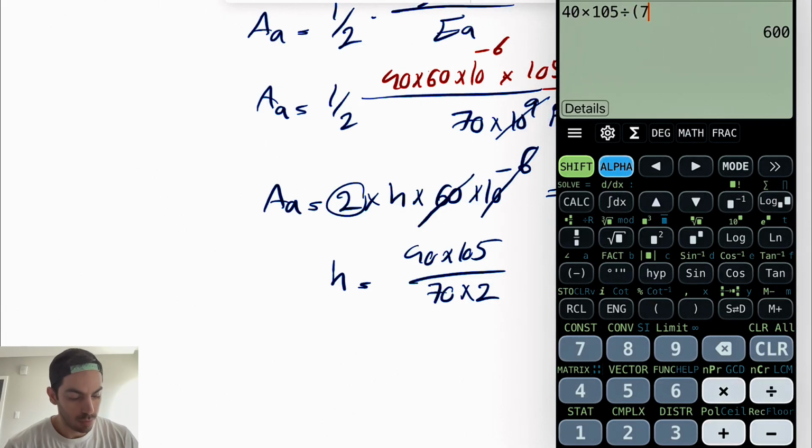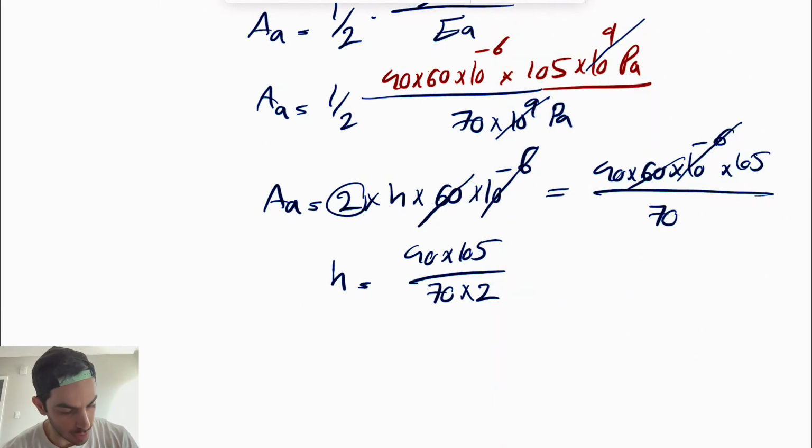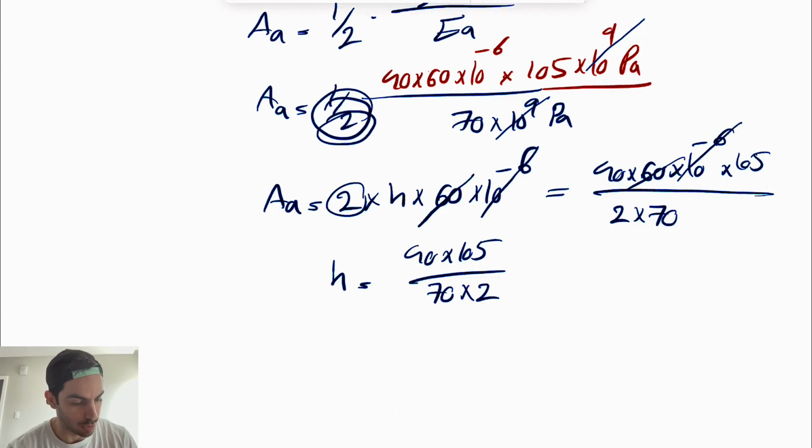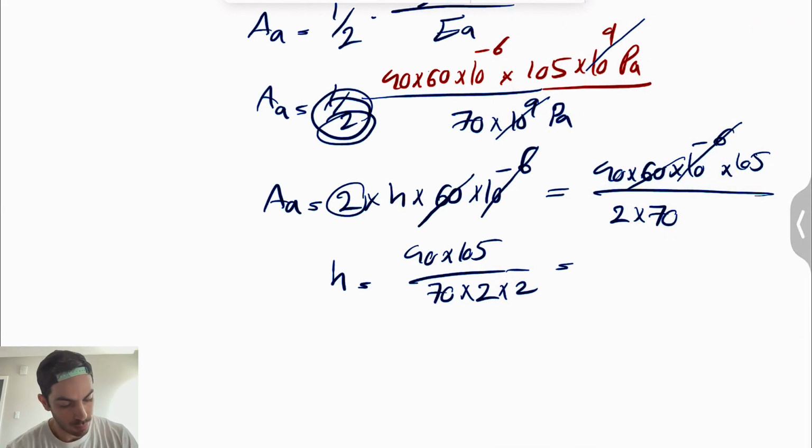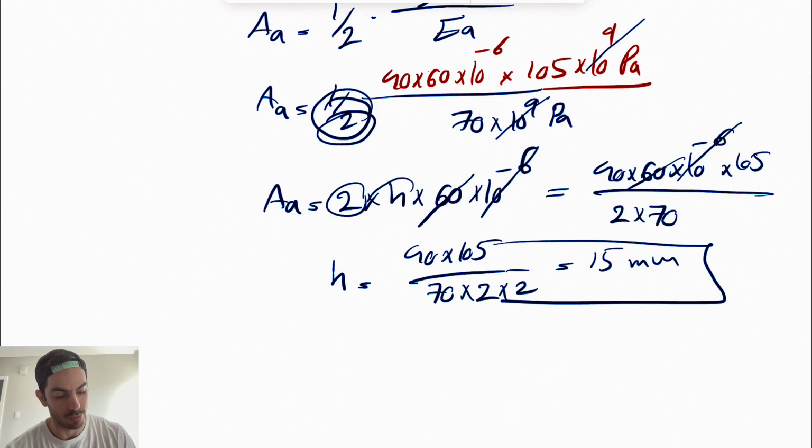One thing was missing in here. We also have another 2, which I missed. So here we're going to have another 2, so 30 needs to be divided by 2, and that's going to be 15. The unit will be millimeter because we put everything in millimeter in here. So that's the answer for the A part of the question.